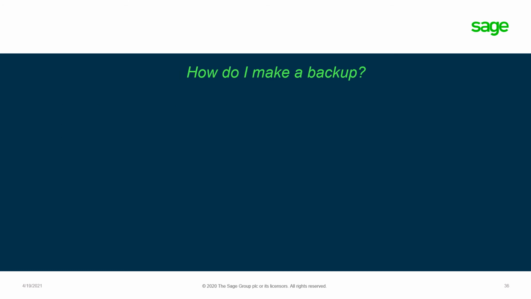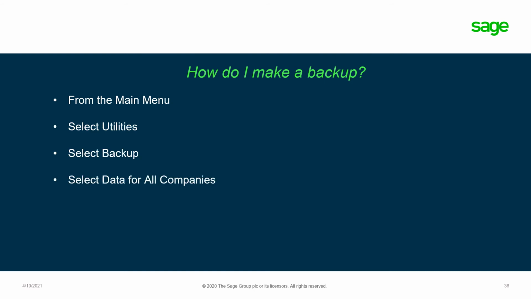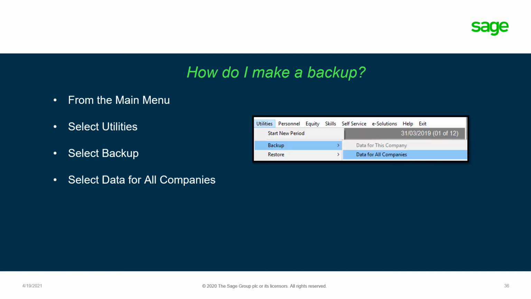Once the live run was completed and imported into SBCPP, it is important to keep our information relating to the tax year end safe. We thus advise that you make a backup. From the main menu, select Utilities, select Backup, select Data for all companies backup if this live run or tax year end was completed for all the companies in your directory.